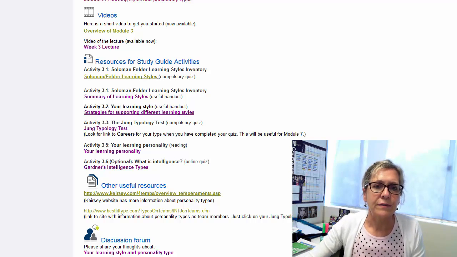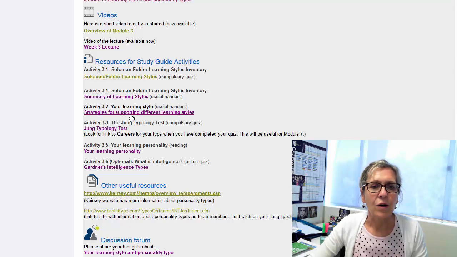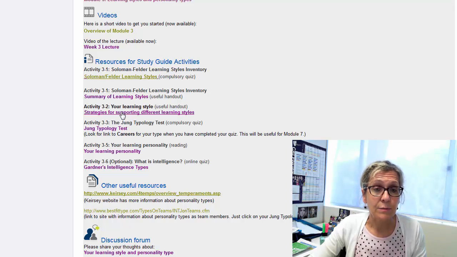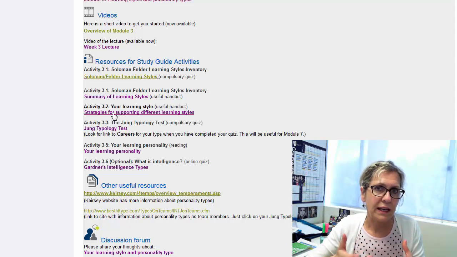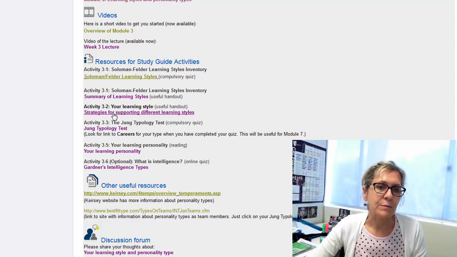Now, there's a couple of things to point out here that might help you, a couple of resources. There's a useful handout with a summary, which will supplement the explanation that's given in your study guide. And this particular article is really useful. Sorry, there's the summary article, and then there's one which details some practical strategies that might help you understand what it actually means to have these particular learning preferences and what you can put in place to help you learn.